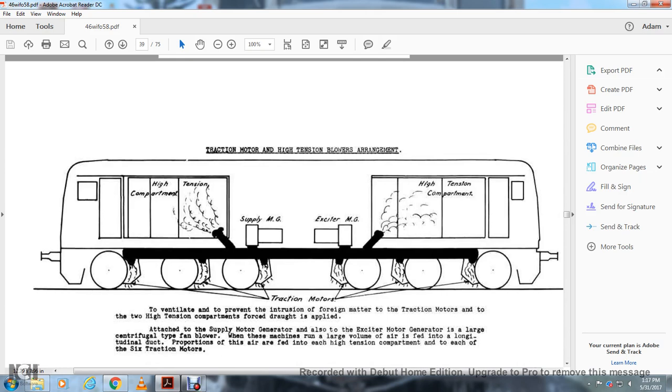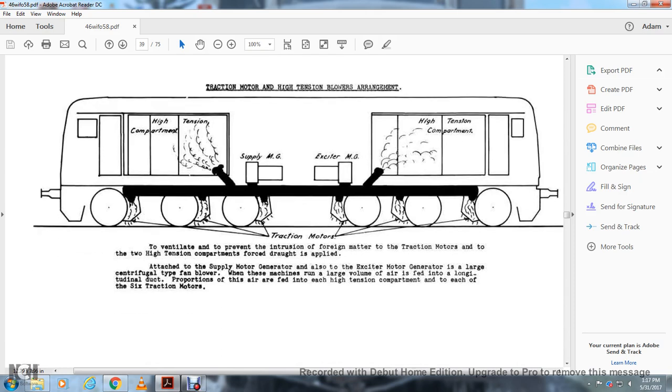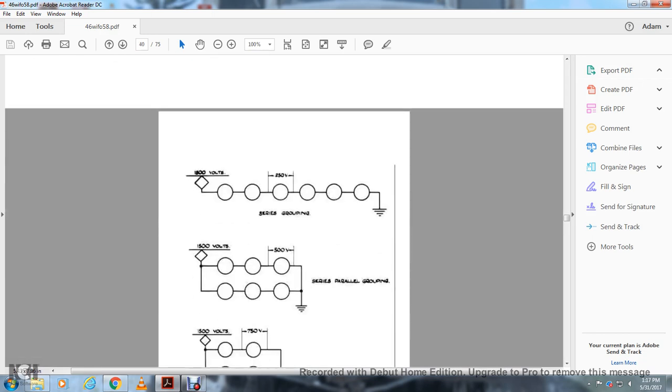The traction motor high tension blower arrangement. You have your high tension compartment: supply main generator, exciter main generator, traction motors. To ventilate and prevent the intrusion of foreign matter into the traction motors, the high tension compartments are forced to draw a supply. Attached to the supply motor generator and auxiliary motor generator is a large centrifugal type fan blower. These machines feed large volume air pressure to the longitudinal duct, proportional with the air fed to each of the high tension compartments of each of the 6 traction motors.